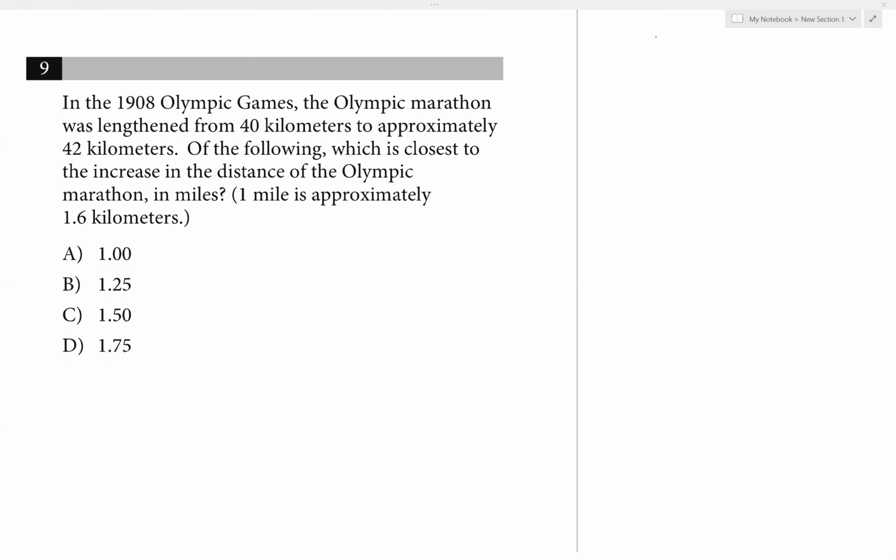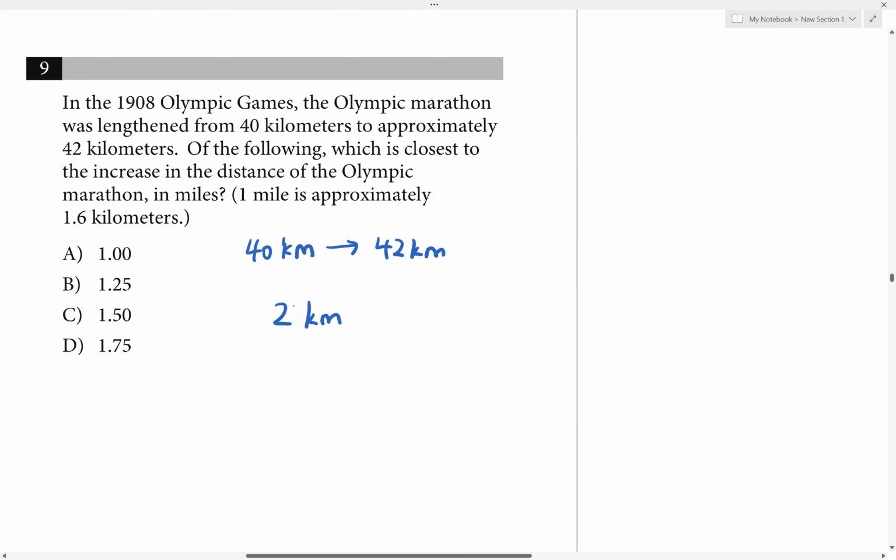Okay, question 9. In the 1908 Olympic Games, the Olympic marathon was lengthened from 40 kilometers to approximately 42 kilometers. Of the following, which is closest to the increase in the distance of the Olympic marathon in miles? Okay, so we see the increase, we went from 40 kilometers to 42. It's getting longer by how many kilometers? The increase is 2 kilometers.